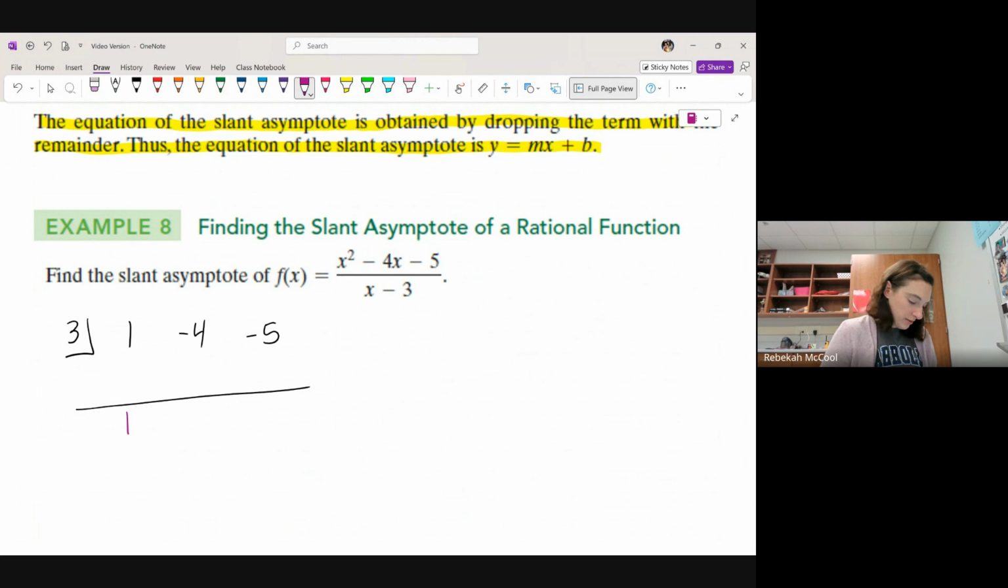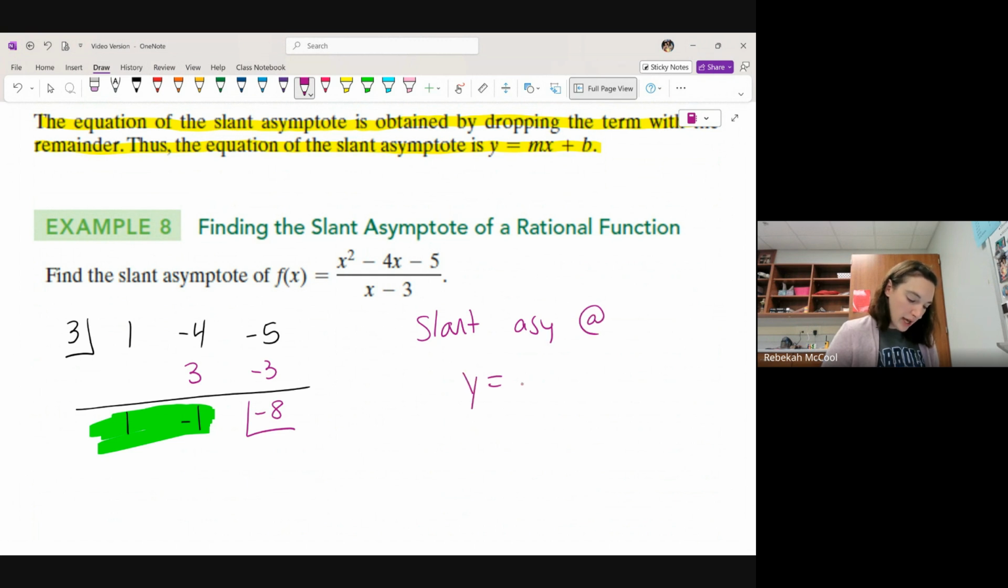So I bring down my 1, multiply in the corner to get 3. We add down to get negative 1, multiply in the corner to get negative 3, add down to get negative 8. But again, I'm going to ignore the remainder. I'm going to take just what's left here, which is my linear term. My slant asymptote is going to be the line y equals 1x, so I just have x, and then minus 1.